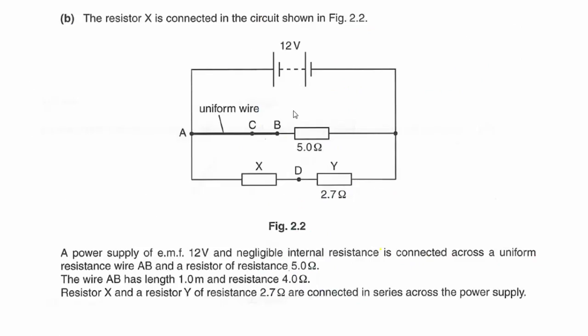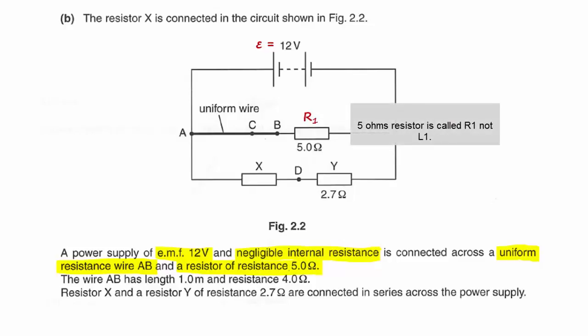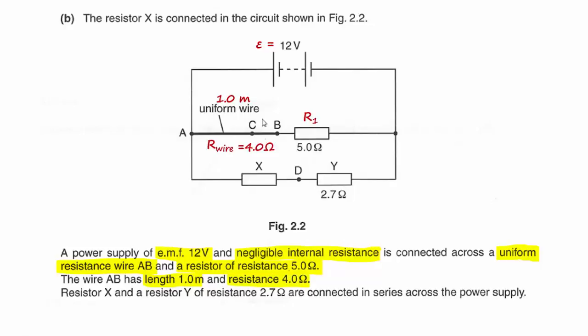We will now move on to Part B. In Part B, we have a power supply of 12 volts with no internal resistance. This is connected to a resistance wire AB and a resistor of 5 ohms, which I'm going to call R1. We are further told that wire AB has a length of 1 meter and its resistance is 4 ohms. Resistor X is placed in series with resistor Y in the branch below. For circuit questions, you may want to put the information in the diagram as you read, as that will help you look at a glance at all the information given.